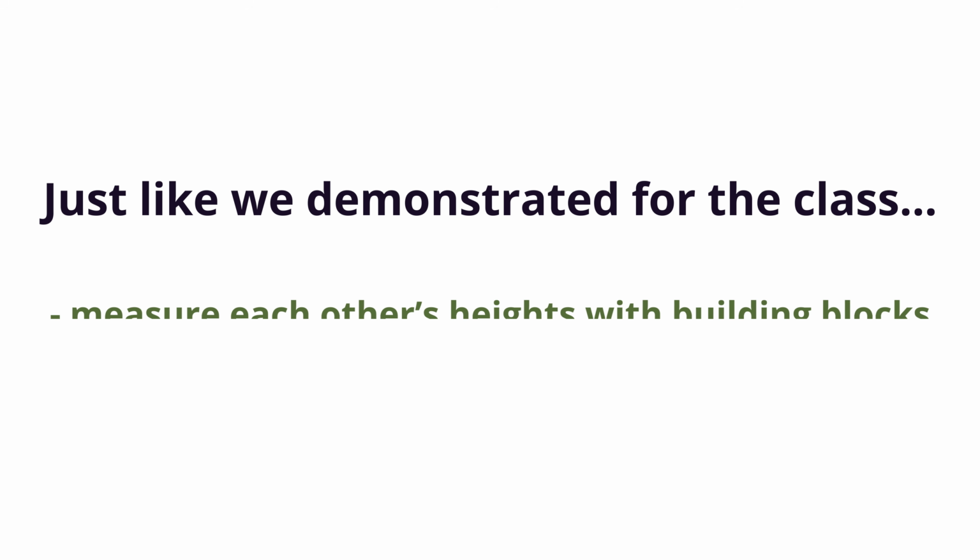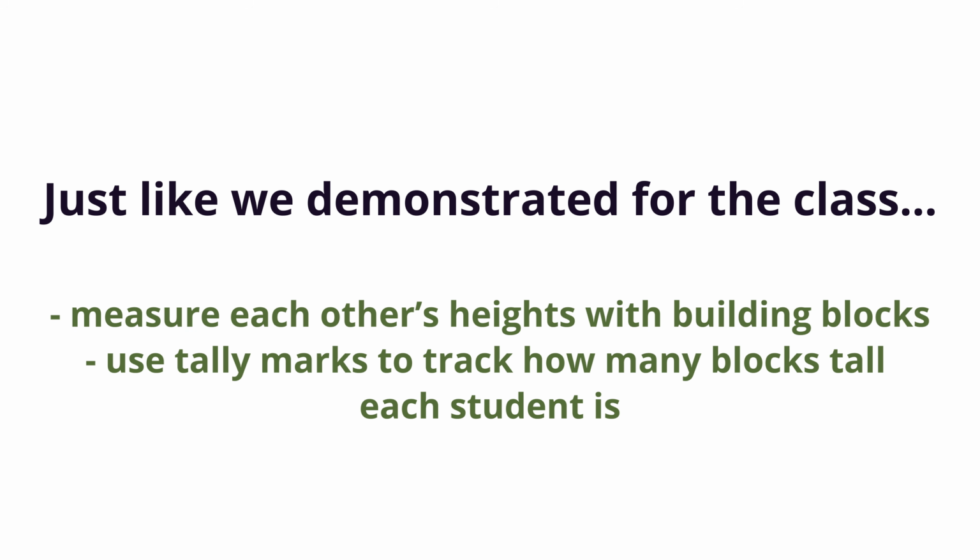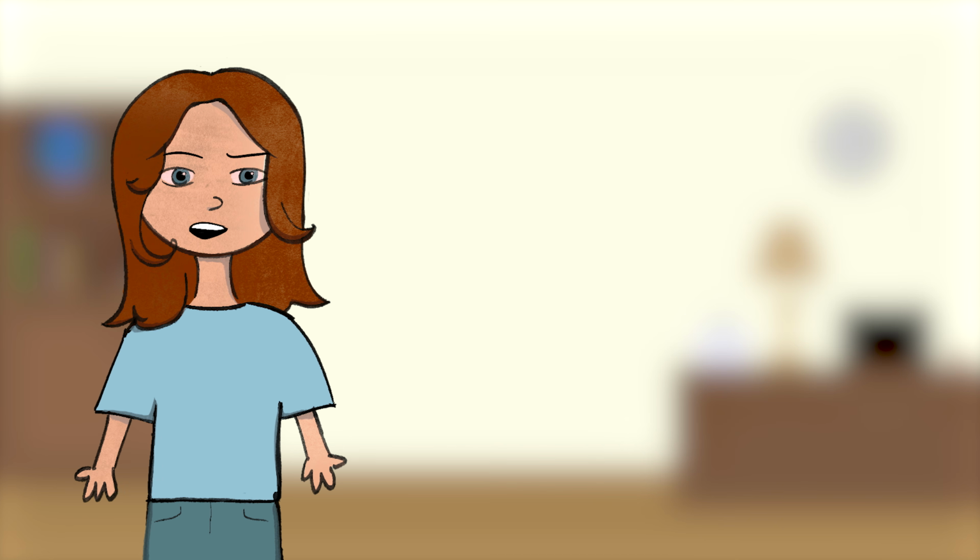Just like how we demonstrated for the whole class, have each student's height measured using the building blocks and use tally marks to track how many blocks tall each student is. Be sure to indicate it when we estimate a half block rather than a full block. Was there anything particularly difficult about using this method to make measurements?